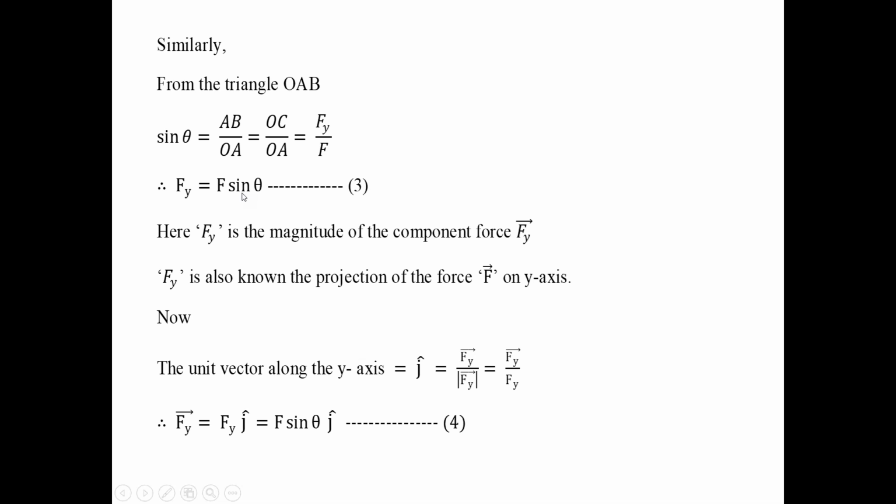So please remember, if the force F bar acting on the rigid body is making the angle theta with the x-axis, then that force F bar has two projections. One is on the x-axis, Fx is equal to F cos theta. One is on the y-axis, Fy is equal to F sin theta.